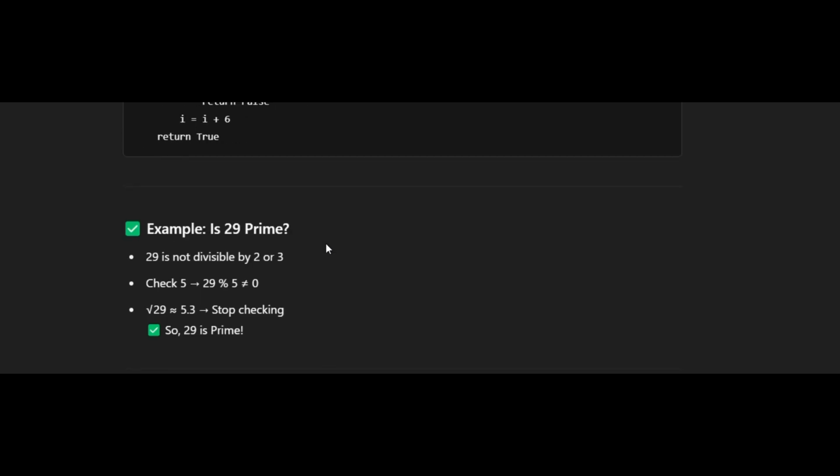So this is the example: is 29 prime or not? 29 is not divisible by 2 or 3. So start with 5. 29 is not divisible by 5. Next, the square of 6 is 36, and 36 is greater than 29. So we won't continue the loop and we say 29 is a prime.